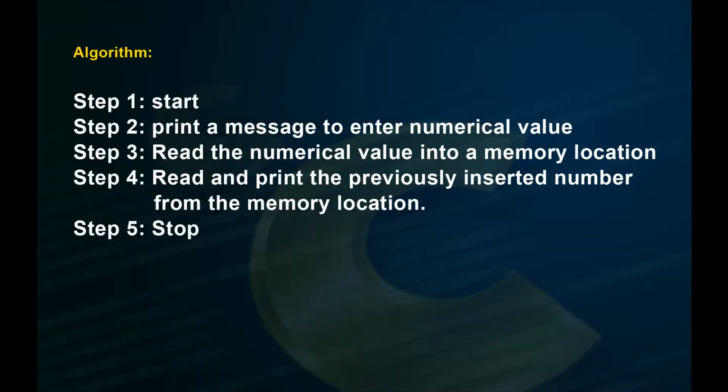Now, let us try to write a C program to input and output numerical values. Let us see the algorithm first. Step 1, start. Step 2, print a message to enter a numerical value. Step 3, read the numerical value into a memory location. Step 4, read and print the previously inserted number from the memory location. Step 5, stop.